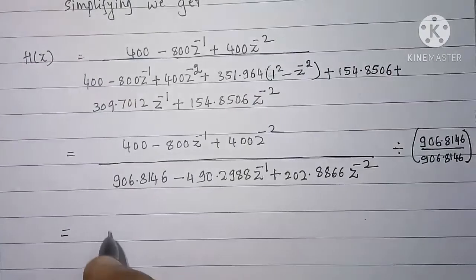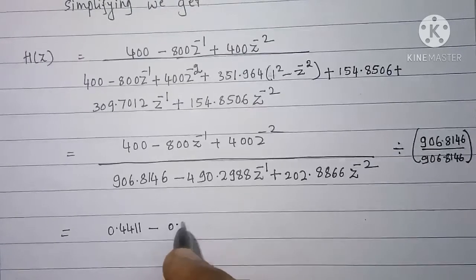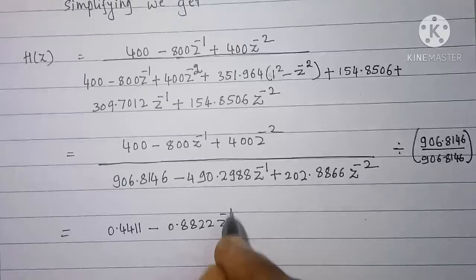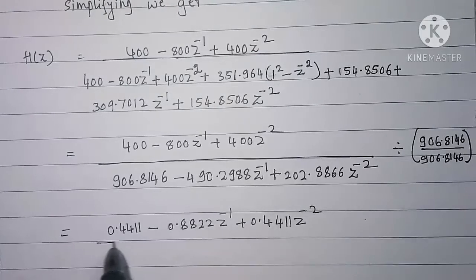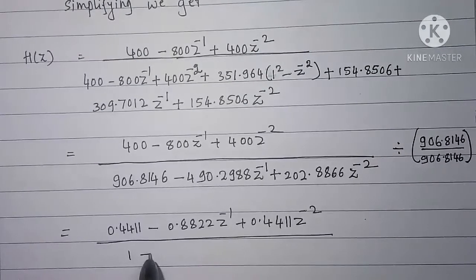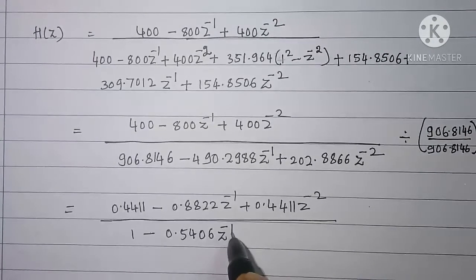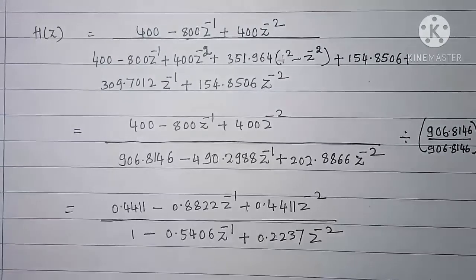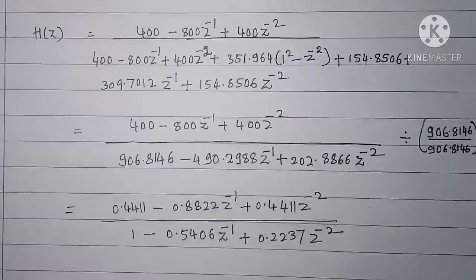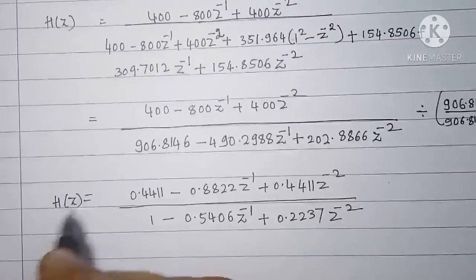We get 0.4411 minus 0.8822 z raised to minus 1 plus 0.4411 z raised to minus 2 divided by 1 minus 0.5406 z raised to minus 1 plus 0.2237 z raised to minus 2. This is H(z).